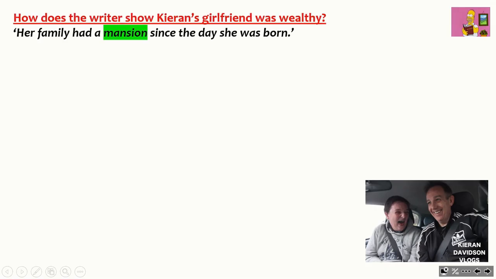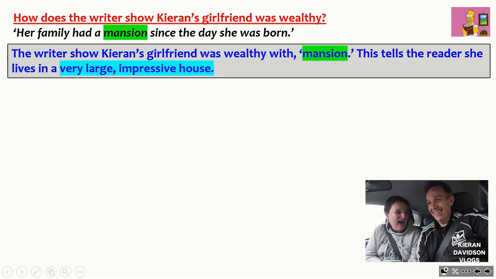So if we look at a few answers then, how does the writer show Kieran's girlfriend was wealthy? The quote was, her family had a mansion since the day she was born. So again, human dictionary, what does the word mansion mean? Your answer could be, the writer shows Kieran's girlfriend was wealthy with mansion. This tells the reader she lives in a very large, impressive house. So again, what does the word mansion mean?